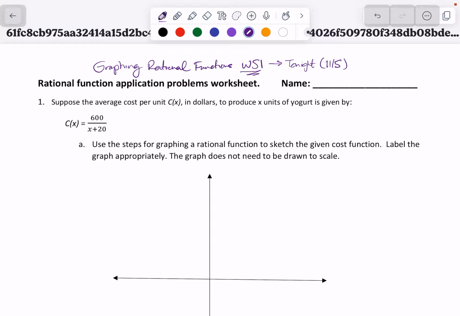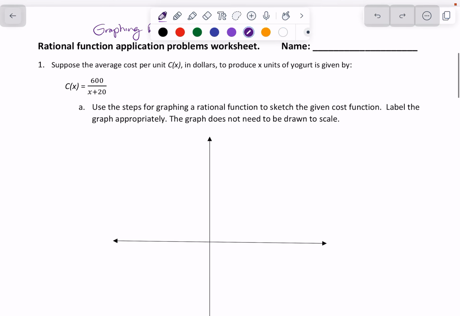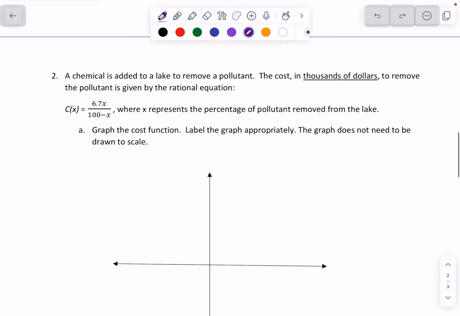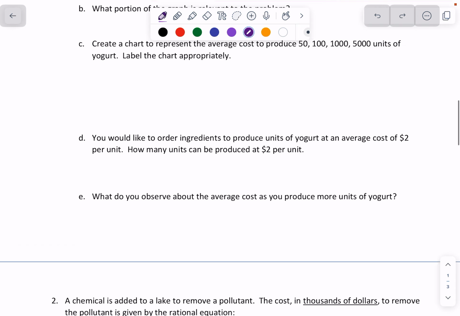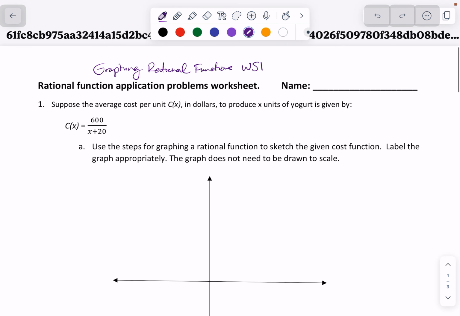This worksheet doesn't actually have any application problems on it, but I figured it might be better if I do the application stuff through some kind of video format. That way you can go through it at your own pace. If you have a lot of questions, you can come see me and ask them. And I'm going to go ahead and do the first two. And all I want you guys to do is take notes along with me.